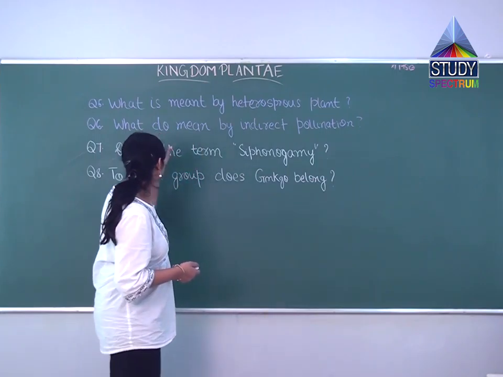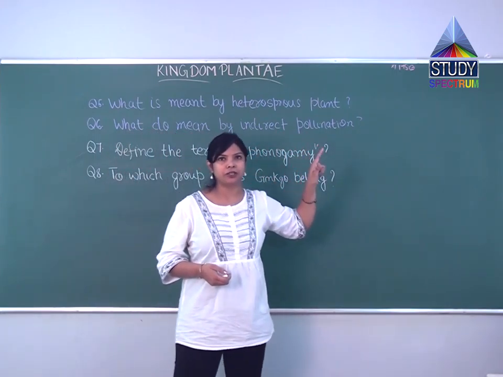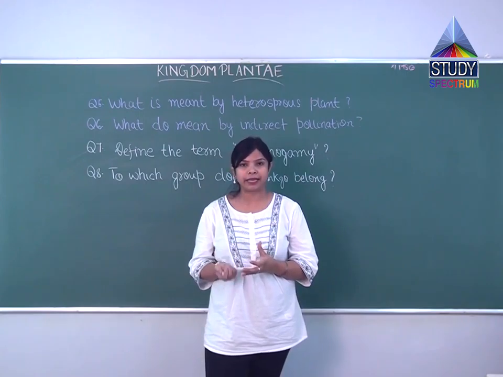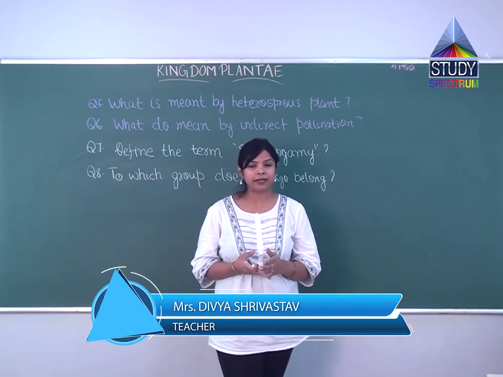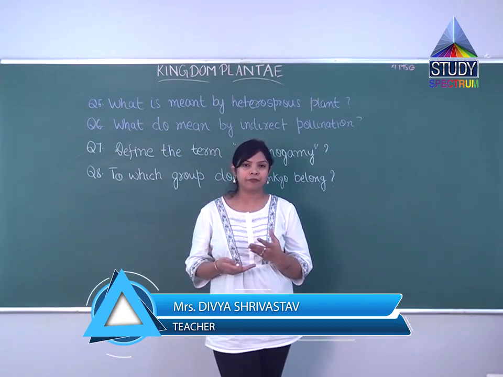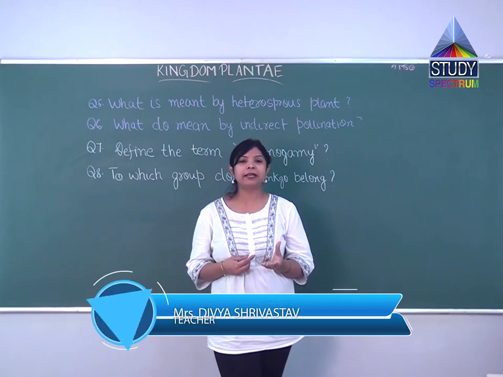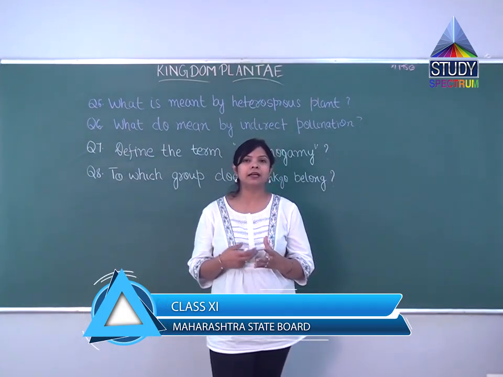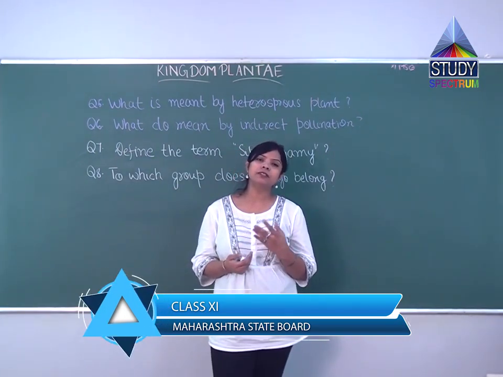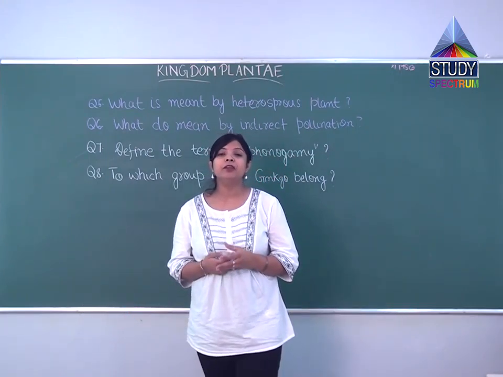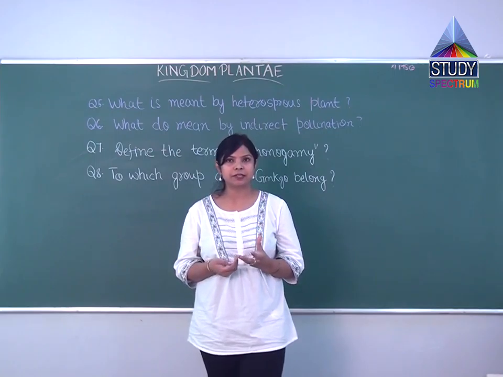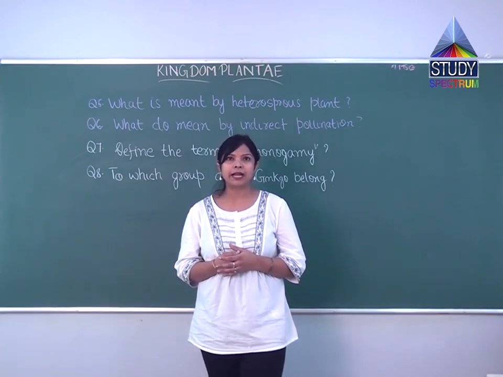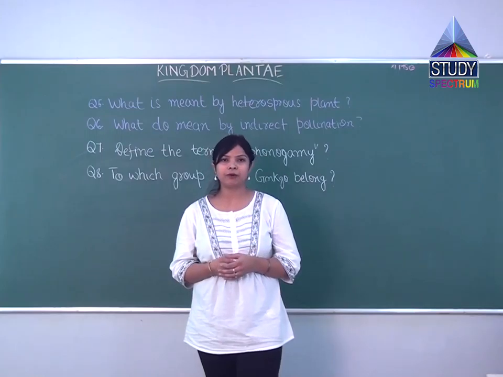Now, the next question is, what do you mean by indirect pollination? So, what is the meaning of indirect pollination? If you see the angiosperm, what happens there? The pollen grain has to reach the female reproductive part. So how will the pollen grains reach the female reproductive part? Firstly, they have to reach the stigma. That is part of the female reproductive part, which includes stigma, style and ovary. So the topmost part of the carpel, that is the stigma, will receive the pollen grain, then it will reach the ovary through the pollen tube. So this kind of pollination is called indirect pollination.